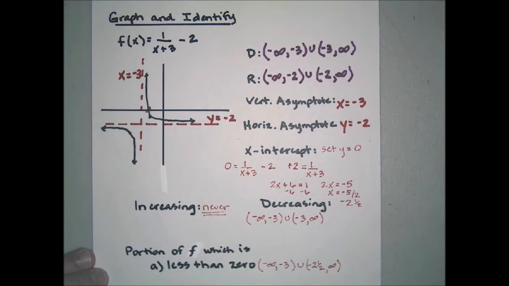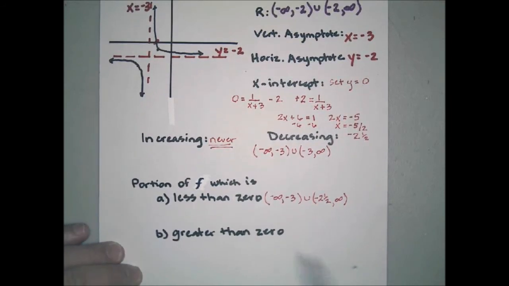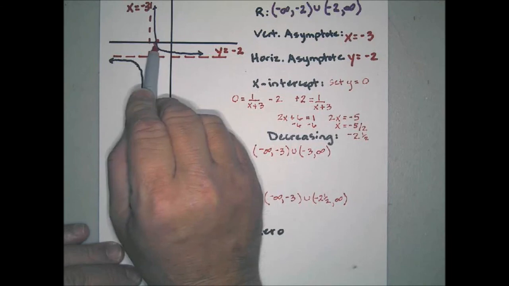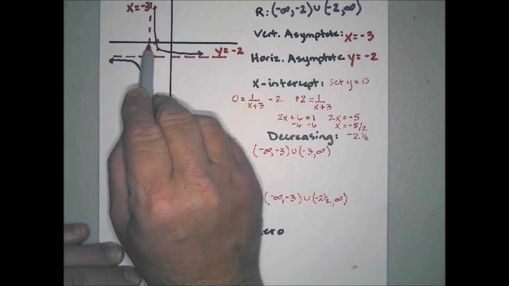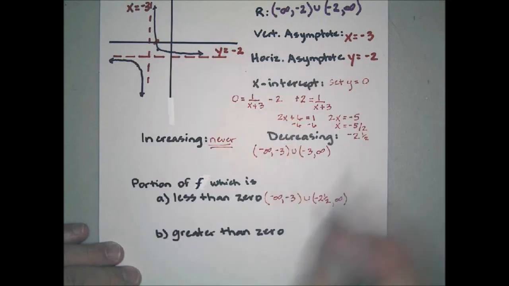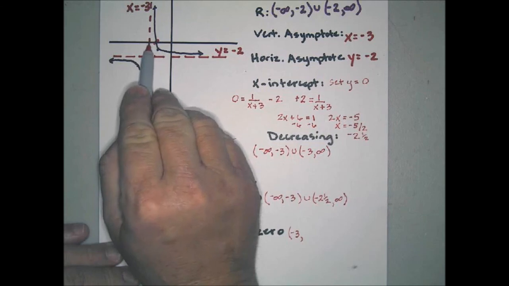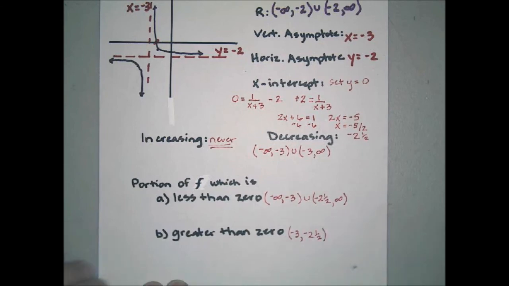Now the last question, where is this graph greater than 0? Well, there isn't much. It's a very small area. This graph is above 0 on the x values from the asymptote to the x-intercept. And so that's what we do. We show that negative 3 from the region of negative 3 to negative 2.5. And that's it. That's the only portion of this graph that is greater than 0.